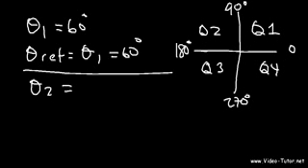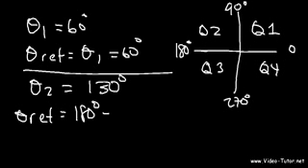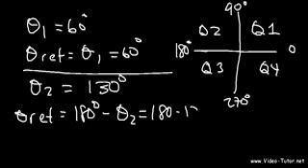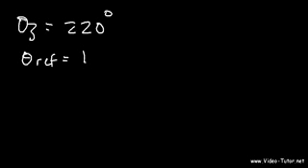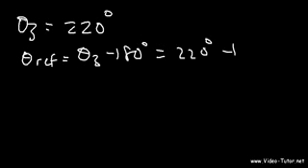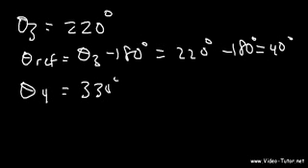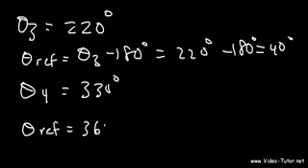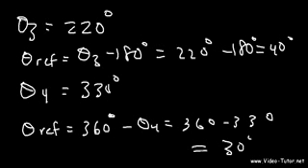So let's say you have an angle in quadrant 2, let's say it's 130. To find the reference angle in quadrant 2, it's simply 180 minus the angle. So that's 180 minus 130, so it's 50 degrees. To find the reference angle in quadrant 3, let's say it's 220, the reference angle is simply that angle minus 180. So it's 220 minus 180, it's going to be 40. And let's say you have an angle in quadrant 4, let's say it's 330, the reference angle is 360 minus the angle in quadrant 4. So 360 minus 330, you get 30. But let me help you to see it visually.